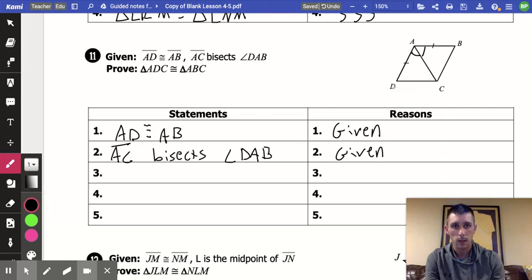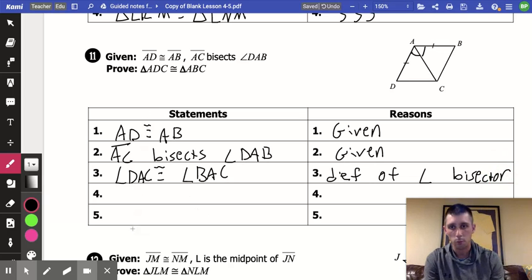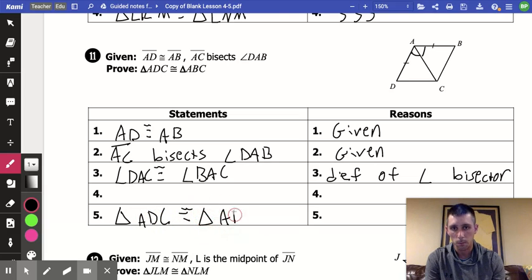So what could we say? Angle DAC, because it cuts it in half, is congruent to angle what? BAC. By what reasoning? Definition of what? Definition of angle bisector. What are we trying to prove? I forgot to do that. Triangle ADC is congruent to triangle ABC.